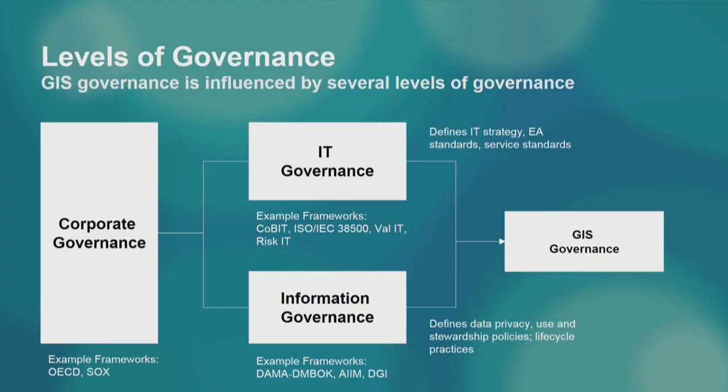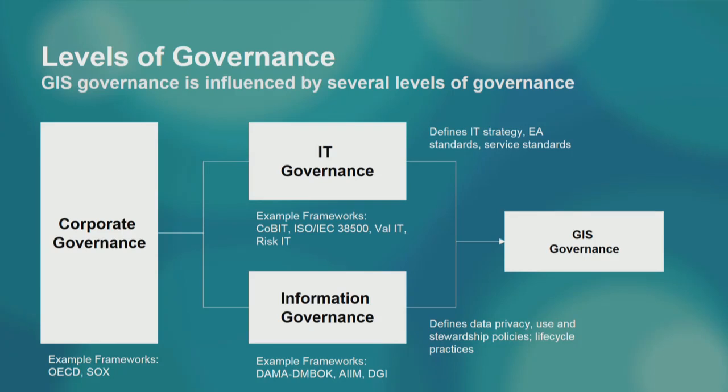And it doesn't necessarily stop there, because governance, again, is a big, broad topic. We talk about IT governance as being one major factor that's going to influence GIS governance, right? Some of the organizations that are here today are probably already doing some of this and have adopted some of these frameworks. You might have heard of COBIT or Val IT and Risk IT, which are precursors to the COBIT governance framework. The point of IT governance is to define an IT strategy, define architectural standards, define service standards, service level standards. All that is going to influence and be factored into your governance program at the GIS level.